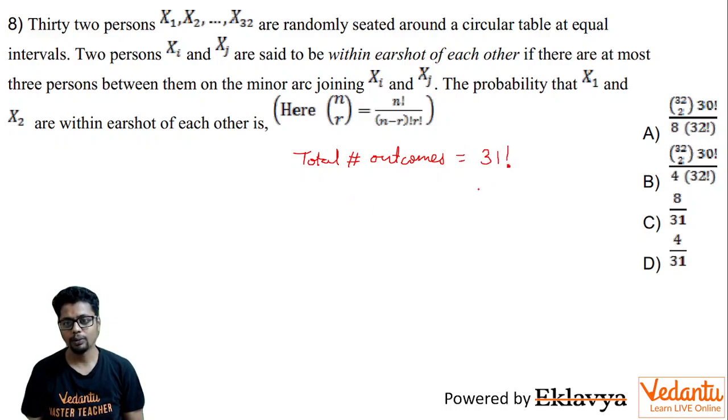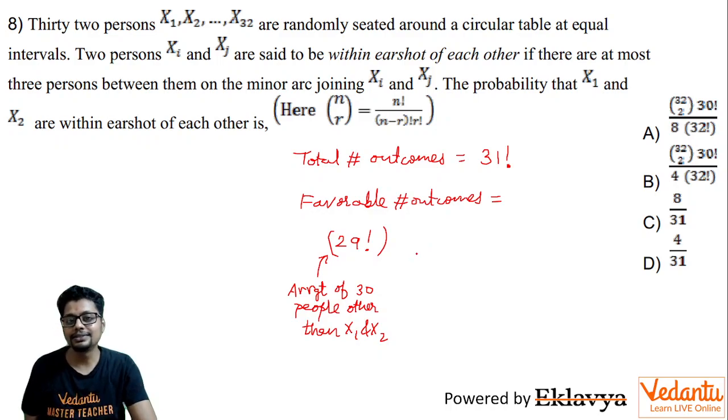And what about favorable cases? Favorable outcomes would be such that between these two people, x1 and x2, at most 3 people are there. It can be 0 people or 1 or 2 or 3. So to get the favorable number of outcomes, first let's arrange the remaining 30 people on this circular table, which will be 29 factorial ways.